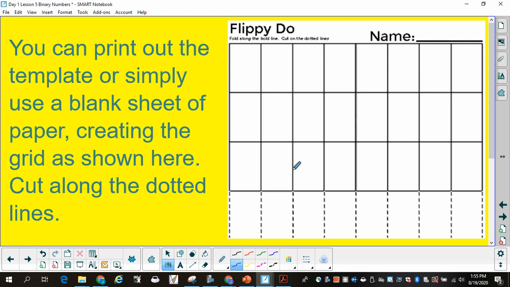Now, we're going to create a Flippy Do. A Flippy Do is a special paper calculator that's going to help you to convert between binary and decimal values. I have set up on Canvas so that you can print out the template or simply use a blank sheet of paper, just creating this grid that I've got here. Or if we are back in school, instead of printing it out, I'll have this printed out for you. So really it's however you want to do it. You need a piece of paper or the printout from me or your computer. If you need to, pause the video here so that you can draw this in or go to Canvas and print out your Flippy Do template.